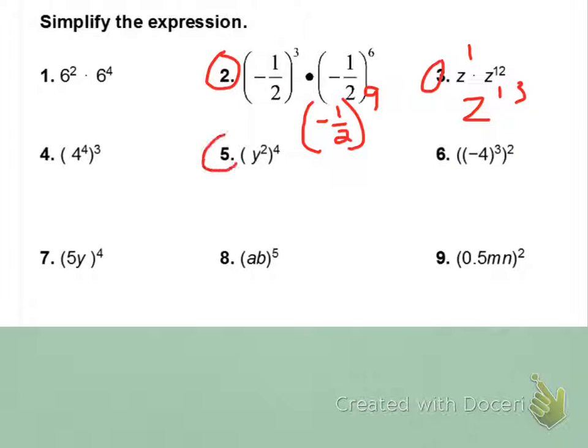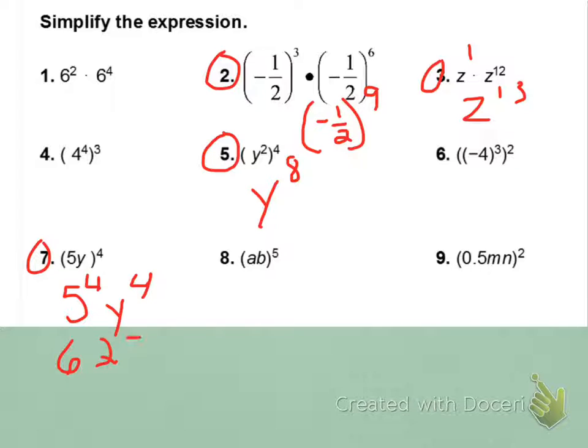Number 5, we have a power within a power, so we have to remember to multiply. So it would be y to the 8th. And then take a look at number 7. We would have to factor. So 5 to the 4th times y to the 4th. And then you can solve. 5 to the 4th would be 625. And then y to the 4th.